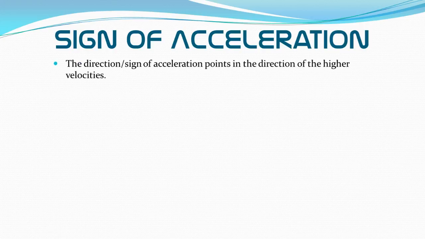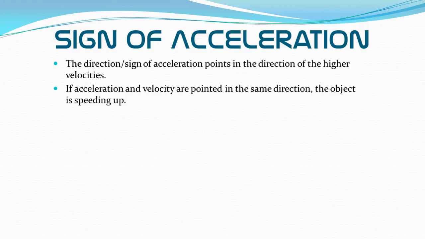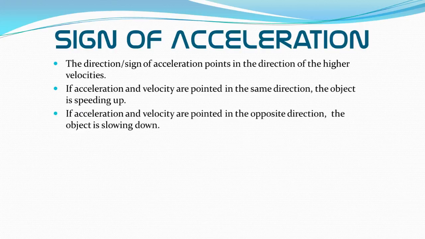Understanding the sign of acceleration or direction of acceleration and the sign or direction of velocity can help you explain how an object moves. The direction or sign of acceleration points in the direction of the higher velocities we've discussed earlier. If acceleration and velocity are pointed in the same direction, the object's speeding up. If acceleration and velocity are pointed in opposite directions, the object is slowing down.